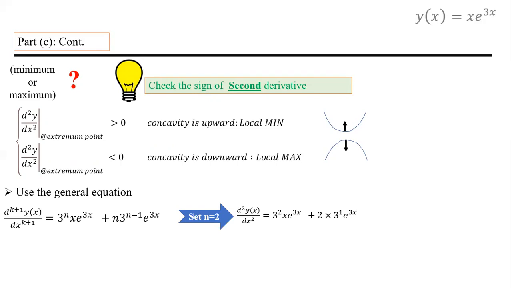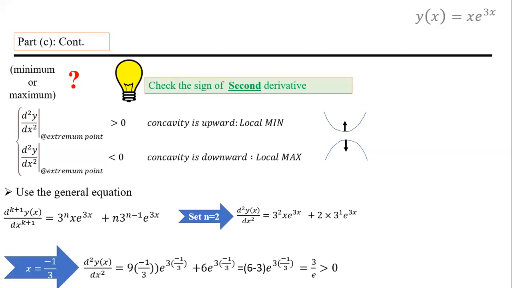Now we substitute x equals minus 1 over 3, and then we obtain the value of the second derivative, 3 over e, which is positive. So it means that this point is a minimum.